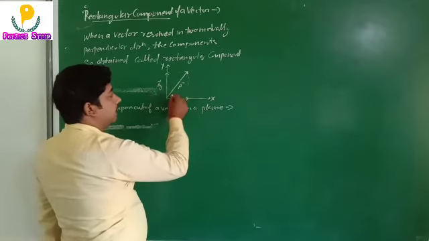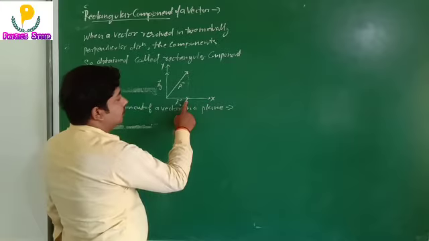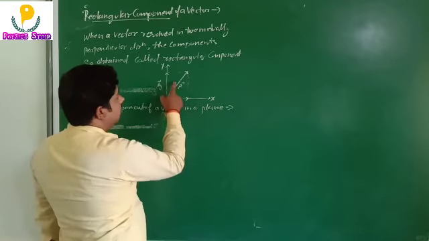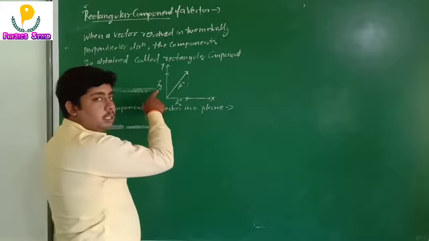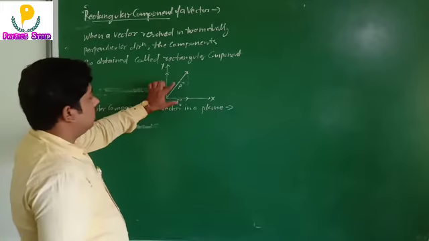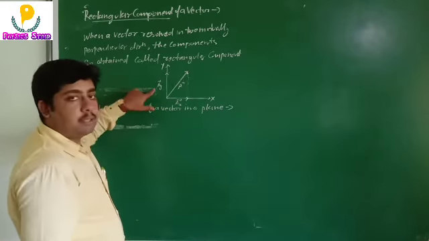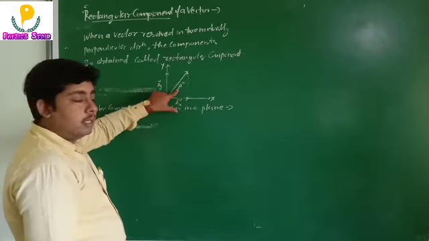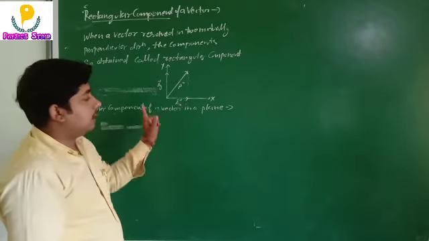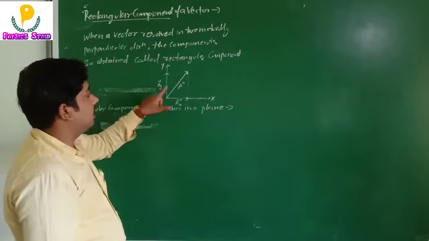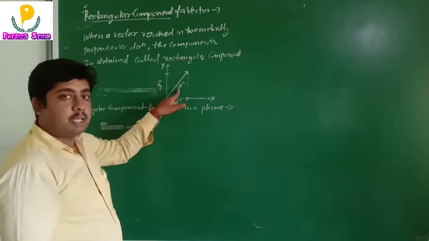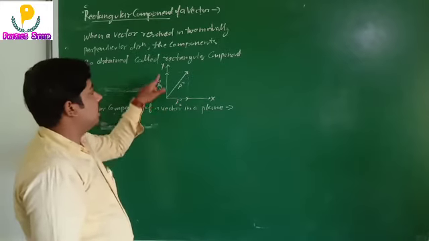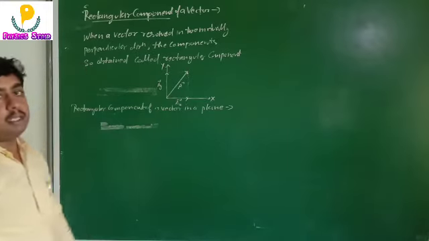Here we have taken a vector A. The effect of vector A along the x-axis is vector Ax, and along the y-axis it is represented by vector Ay. So vector Ax and vector Ay are the components of vector A, where x stands for the x direction and y stands for the y direction. We can consider that the effect of vector A along the x-axis is vector Ax and along the y-axis is vector Ay.